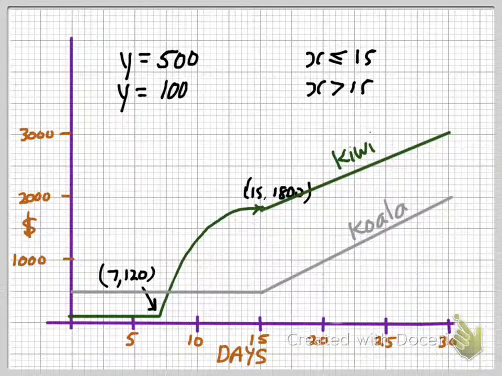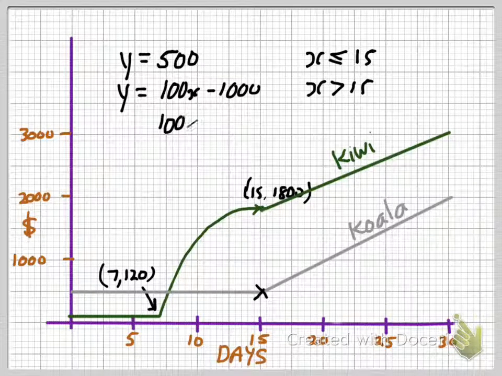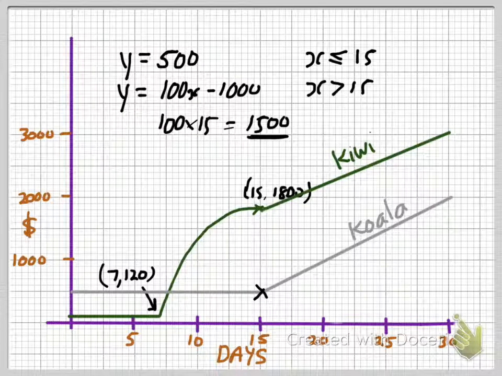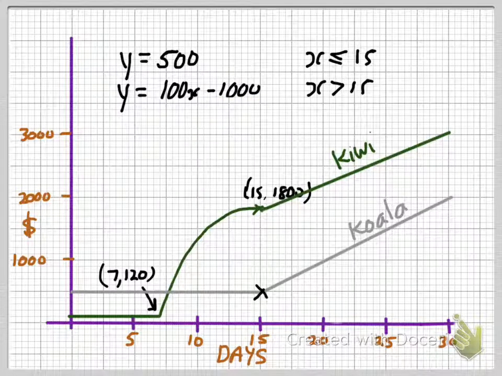That's $100 per day minus 1,000. Now where did that 1,000 come from? Well, you've got to make sure that this point here is equal to 500. So that's 15 days. If you do 100 times 15, you get 1,500. But we only want $500, so we've got to reduce that by 500, hence that's where this $1,000 comes from. Write a statement stating the obvious.